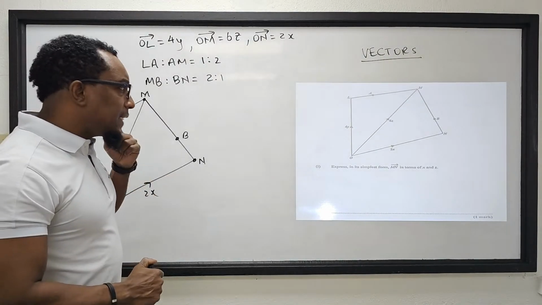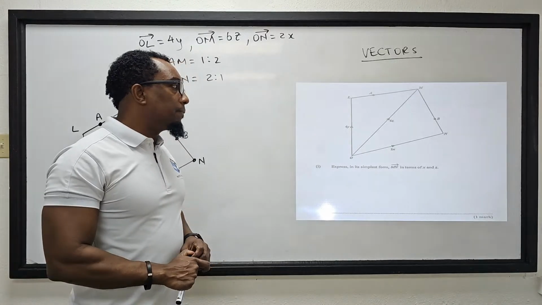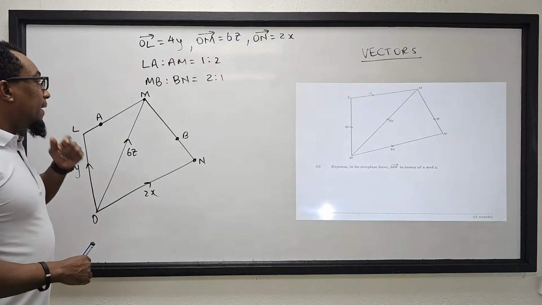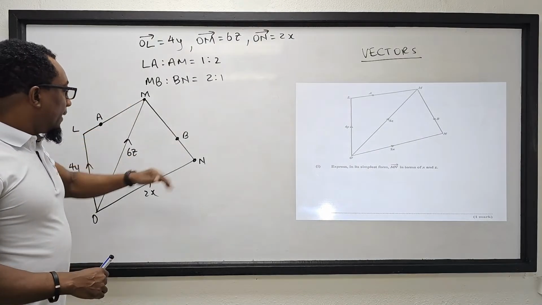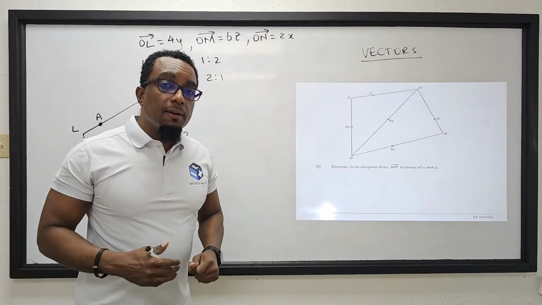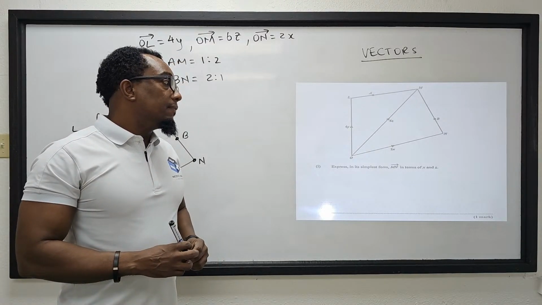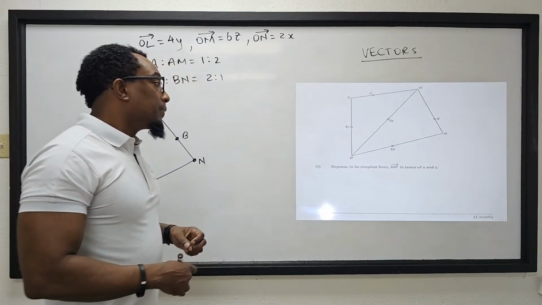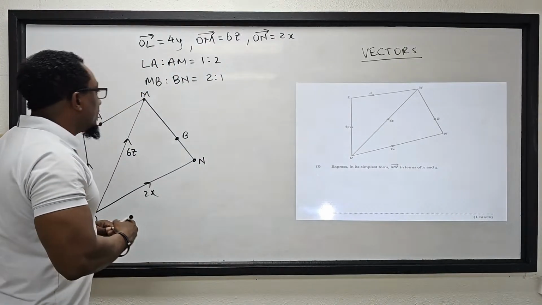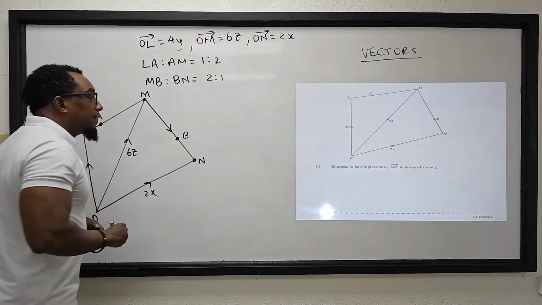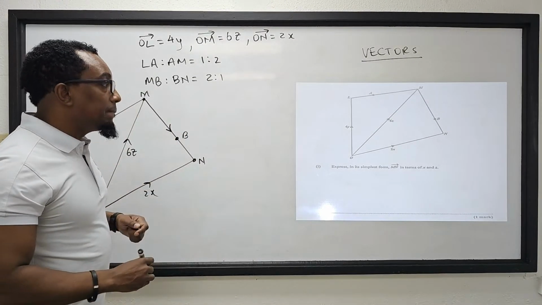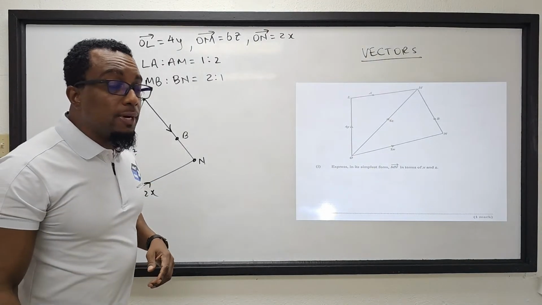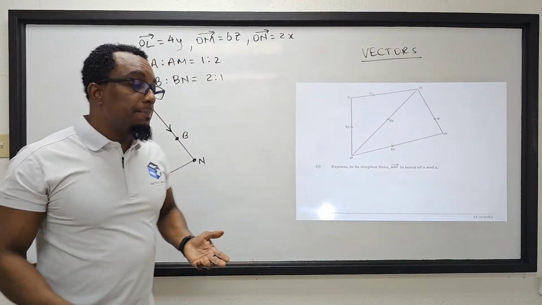The question says, express in its simplest form vector MN in terms of x and z. So they want us to find vector MN, meaning the answer must be in terms of x and z. For us to find MN, the first thing we want to do is put our direction on the diagram, moving from M to N. What we should always do is look to see if the vector MN falls within a triangle, because this is where the triangle law will come into play.